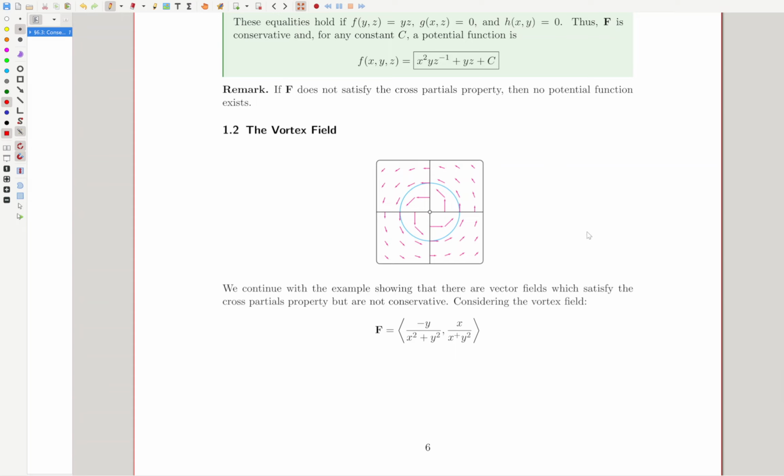So this is just a key illustrating example of what we are describing. This is an example of a vector field that satisfies the cross-partials property, but is not conservative. The key example to have in mind. So the vortex field is defined by this, which, oh, I typoed there. That should be an x squared and plus. The same denominator as here should be there.